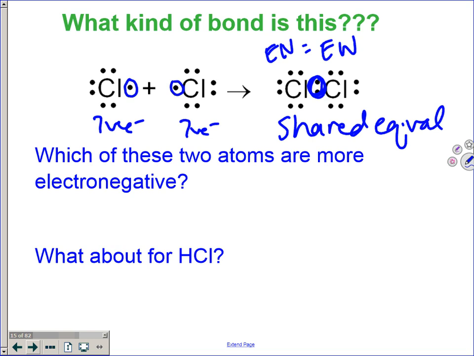Electronegativity value for chlorine. 3.0, right? You with me, Nathan? Yes, ma'am. What's the electronegativity for chlorine? It's the number under it. 3.0. Okay, so the electronegativity value is 3.0 and 3.0. So there's no difference in terms of their electronegativity. So they're going to equally share the electrons.